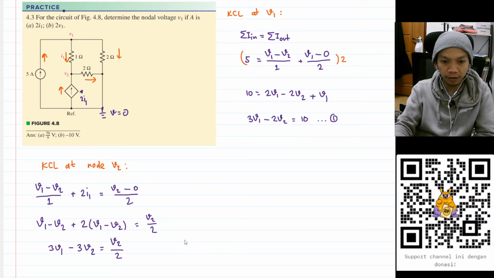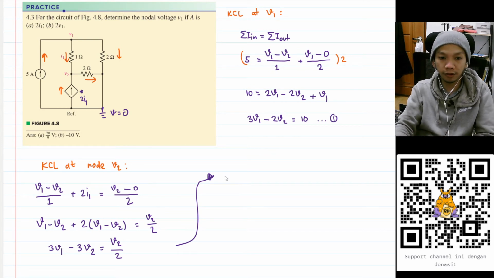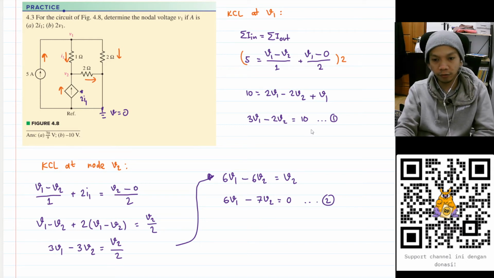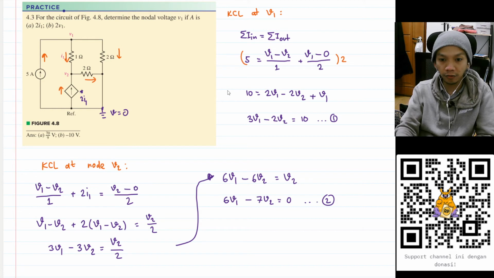Okay, we can multiply both sides by 2. So I'll have 6V1 minus 6V2, and that will equal V2. Or I can do 6V1 minus 7V2 is equal to 0. Let's save this as equation number 2. So I will have these two equations with two variables, and I think I can solve that, right?